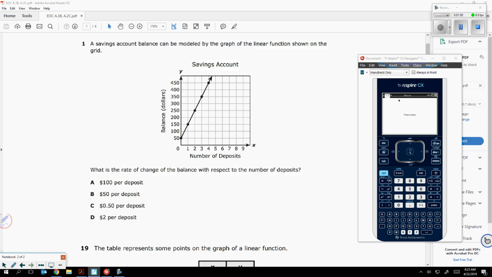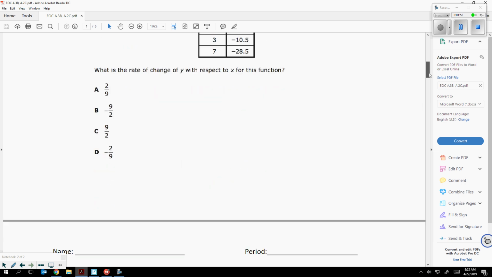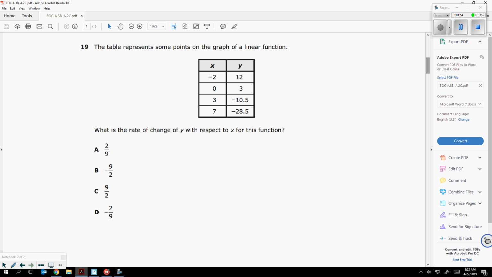Okay, number 19. So 19 is actually the exact same thing. It says the table represents some points on the graph of a linear function. What is the rate of change of y with respect to x? So again, rate of change means slope. And we know that slope is the change of y over the change of x.